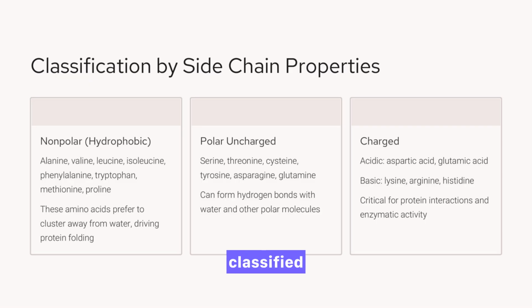Amino acids are classified by side chain properties. Nonpolar amino acids like alanine and valine are hydrophobic, aiding in protein folding. Polar uncharged amino acids, such as serine and threonine, form hydrogen bonds. Charged amino acids, including acidic aspartic acid and basic lysine, are vital for protein interactions and enzymatic activity.